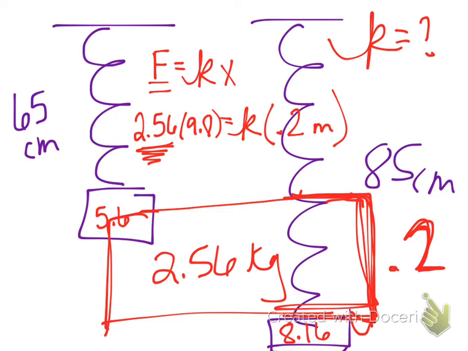All right, if we don't know what was happening at the beginning, we do know what was happening during the change. So that's what we're looking at here. So 2.56 times 9.8 divided by 0.2. One more time? Okay. I got K equal to about 126, or 125, roughly around there. Newtons per meter.